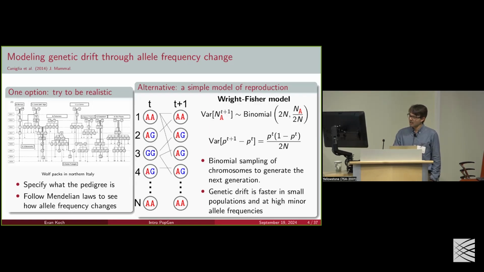Now, if we instead calculate the variance in the change in allele frequencies, this is going to be equal to p times 1 minus p over 2N, twice the diploid population size, right? So we can, just from this very, very simple model, make a sort of qualitative statement about how drift should work. It should be faster in small populations when that N is small, and it should also be faster at high minor allele frequencies. So that variance in allele frequency change will be fastest when the allele frequency is around 50%.